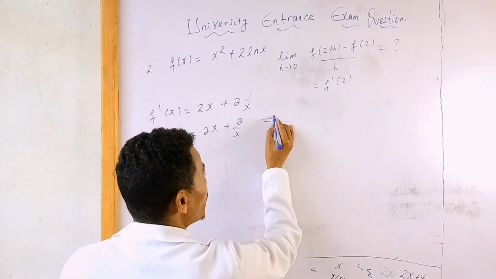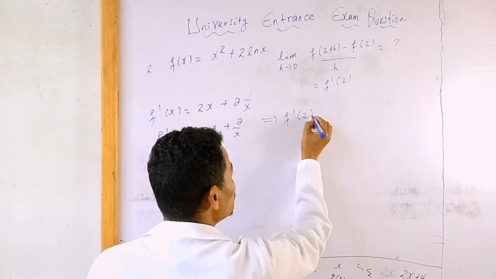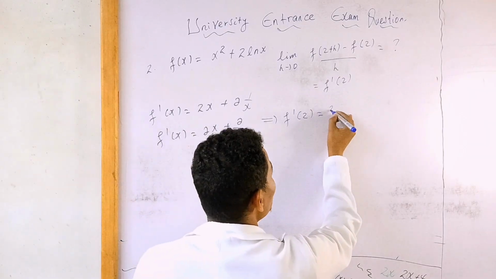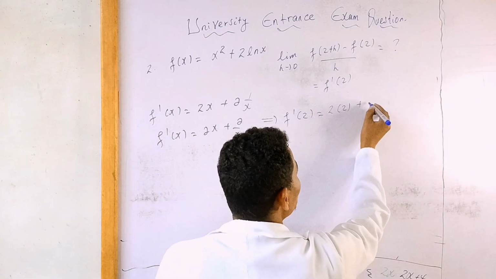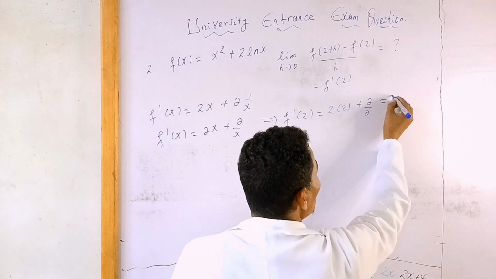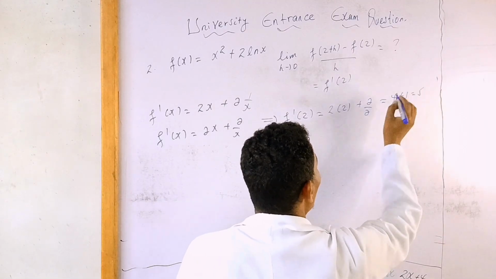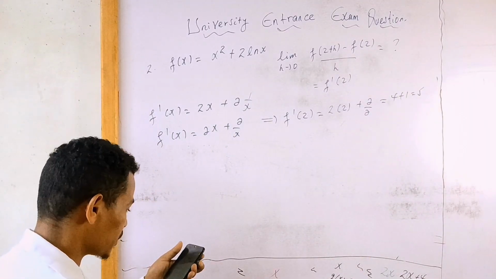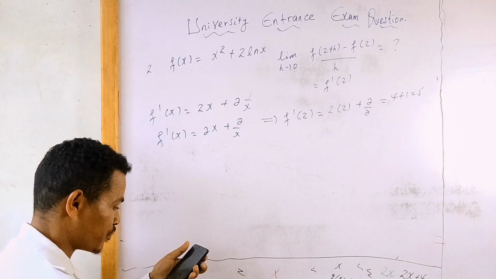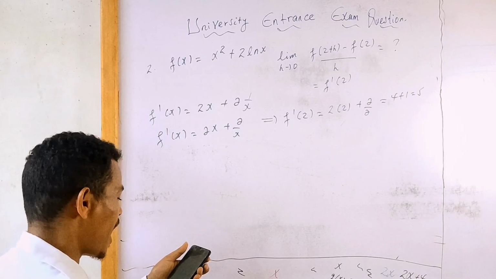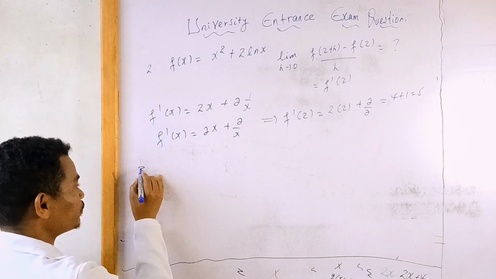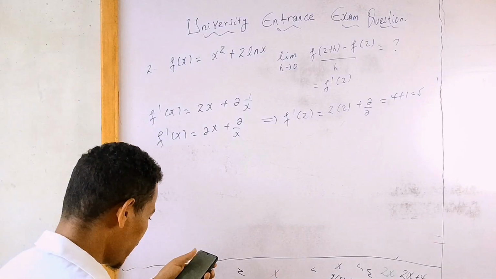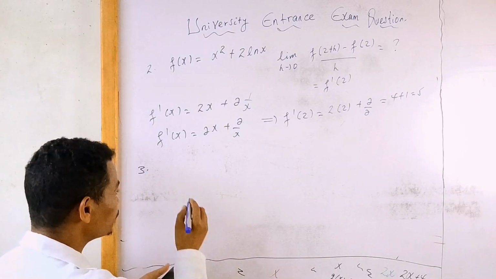And we are asked to find f derivative at 2, which is equal to 2 times 2 plus 1, which is 4 plus 1, equal to 5. So for question number 2, the answer is A, 5. The options are A 5, B 4, C 2, D 0, so A is the answer.